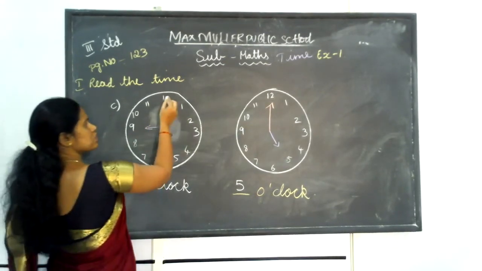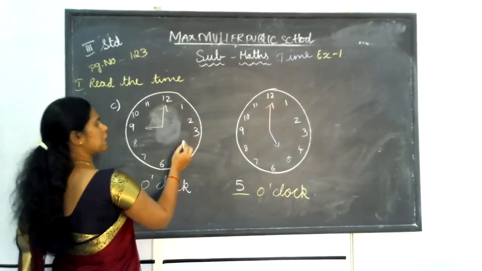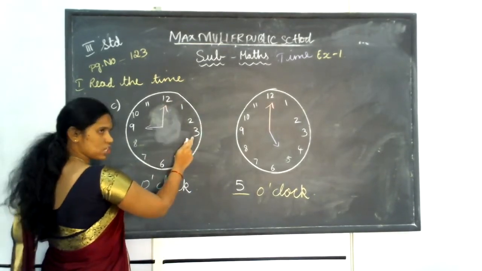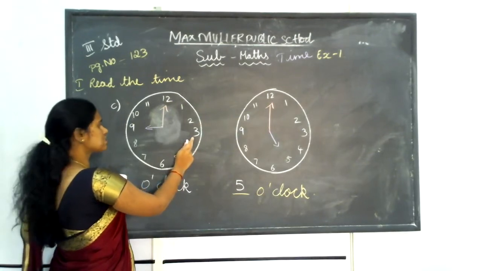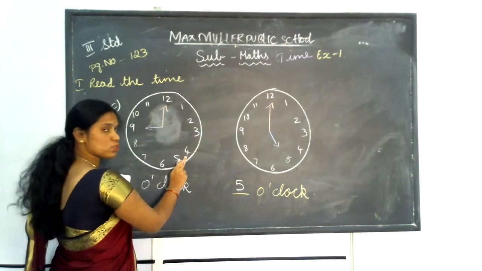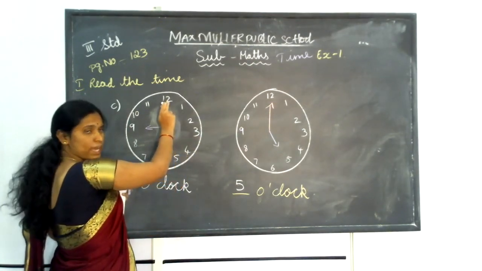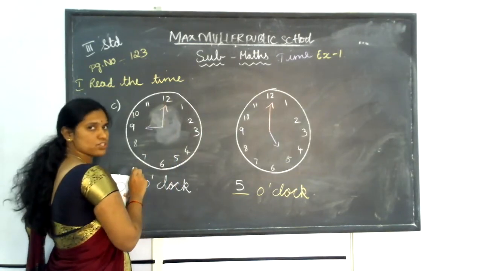If the long hand is pointing towards 12, and the short hand may be 3, it may be 4. If it is pointing towards 3, it is 3 o'clock. If the short hand is pointing towards 4 and the long hand is pointing towards 12, it is 4 o'clock. Understood, all of you?